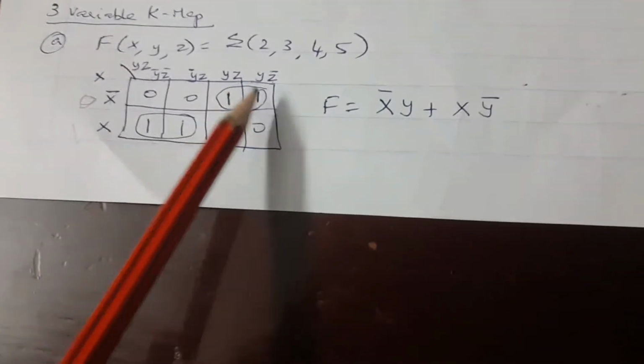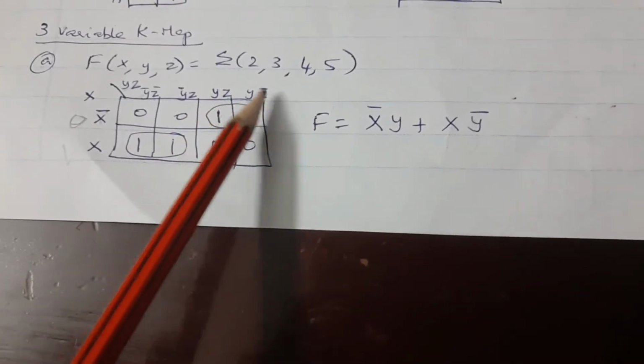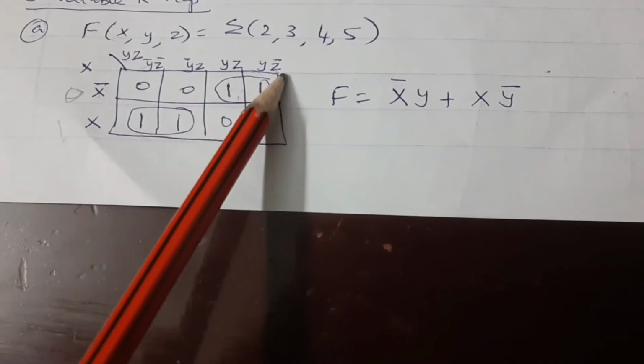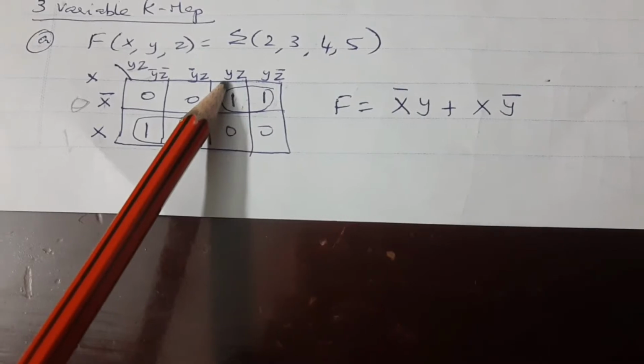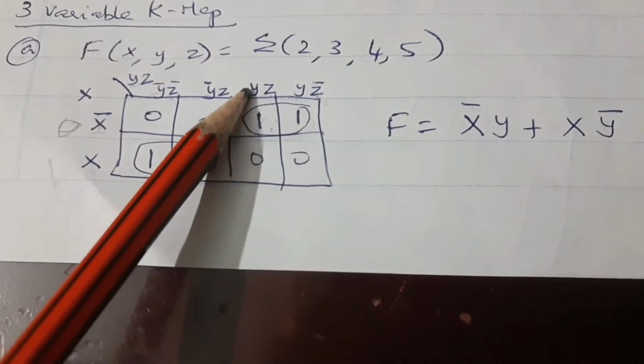Come to your column. You have now two variables, y z, y z bar. Z bar is changeable. Z, z bar. When it is changing, you cannot take that variable. What is the unchanged variable? Y. Therefore, the term is x bar into y.